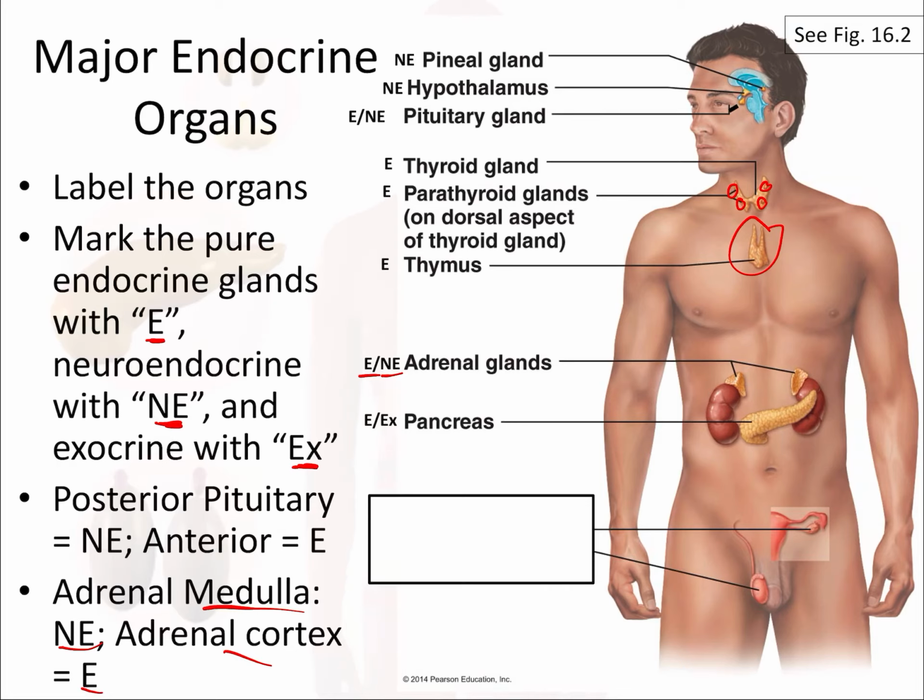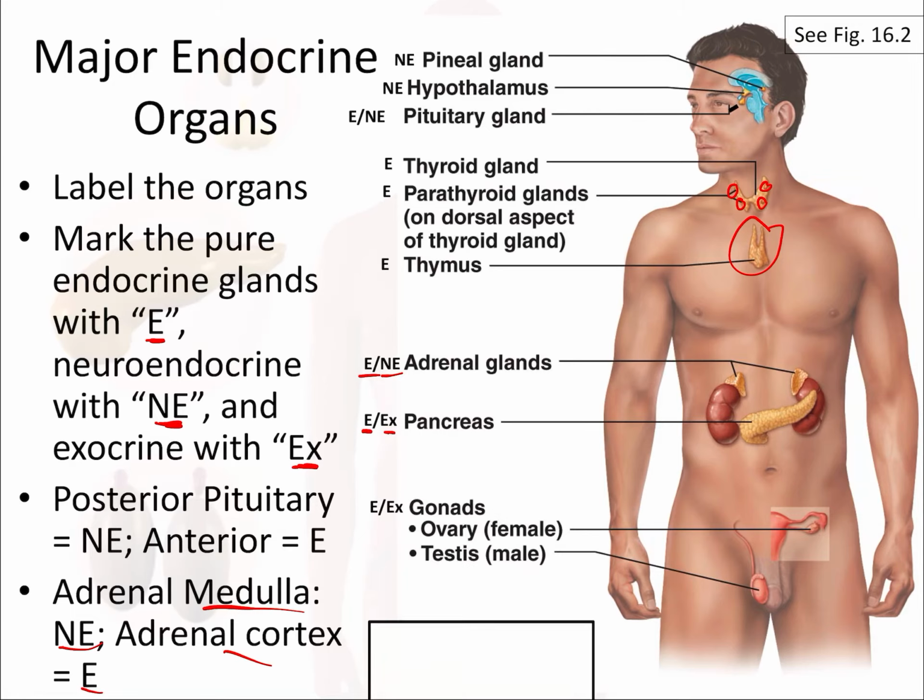Okay, pancreas. Pancreas is purely endocrine in some parts, the parts that release insulin and glucagon. Those are very important hormones for our blood sugar. But then there's also the exocrine functions, all of the digestive enzymes that are released into the digestive tract, considered exocrine.